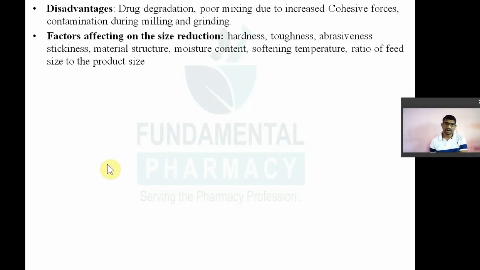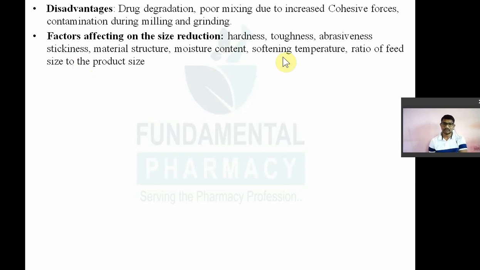Next one is the factors affecting size reduction. So hardness of material: the harder the material, the more time required for size reduction, or the more energy required for deformation. Then again, toughness of material, abrasiveness of material, stickiness of material. So sticky material is not easy to size reduce. जो material sticky होता है उसका size reduction करना.